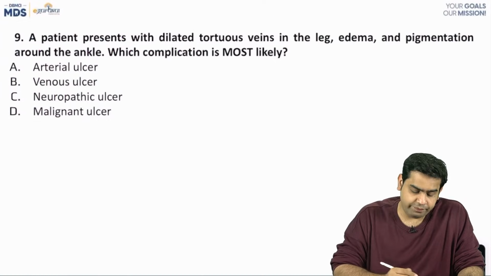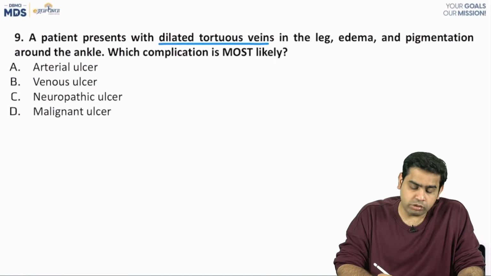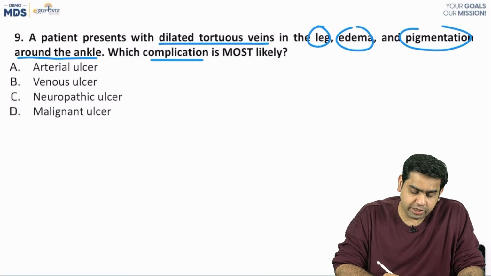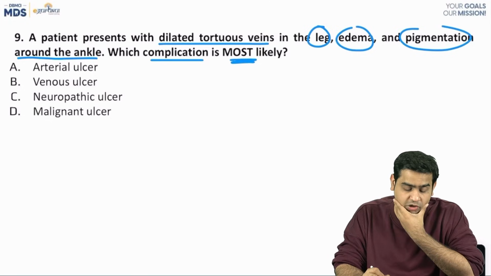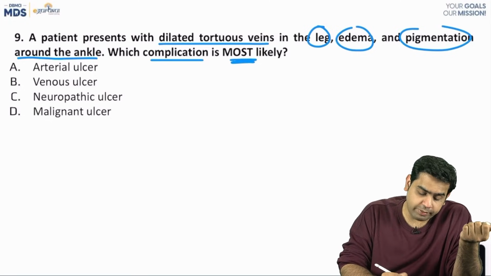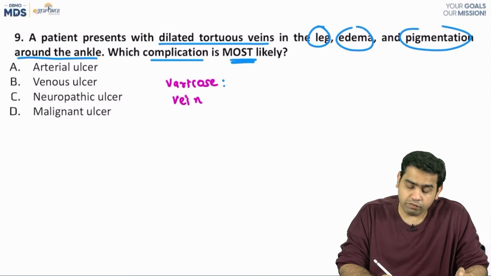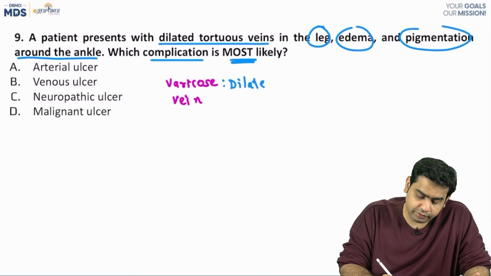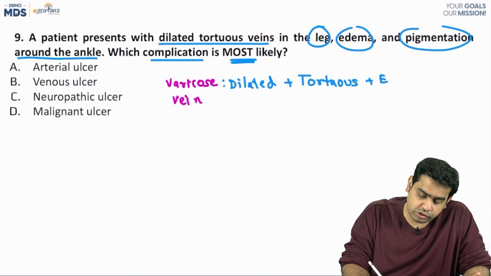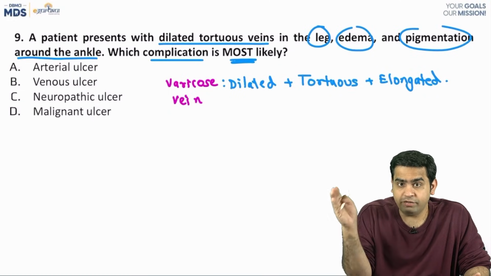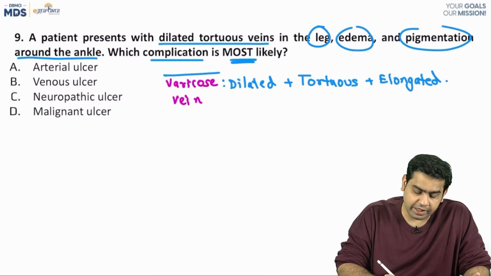A patient presents with dilated tortuous veins in the leg, edema and pigmentation around the ankle. Which complication is most likely? Okay, so what you need to understand, what are they describing? They are basically describing the varicose vein. So what is the definition of a varicose vein? A vein which is dilated plus tortuous plus elongated.